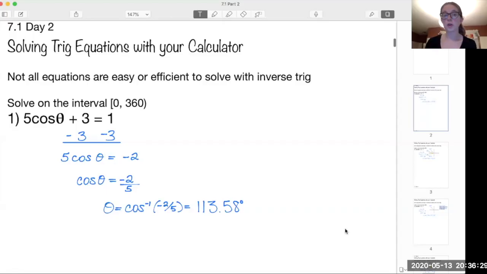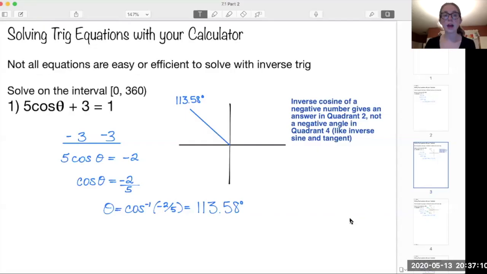To start solving this equation, I isolated cosine by subtracting 3 and dividing by 5, and got that cosine was equal to negative 2/5. Then, since that wasn't a cosine value I was familiar with, I went to my calculator and did inverse cosine in degrees and got 113.58. Now, unlike the angles that you got from your calculator in the first part of this assignment, 113.58 is not the reference angle for our solutions. It is, however, the second quadrant answer to this equation.